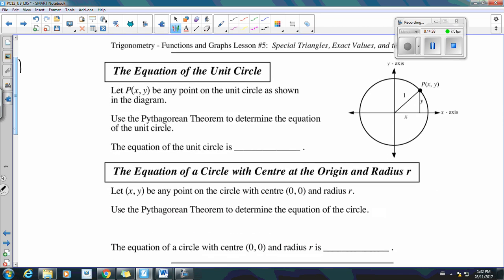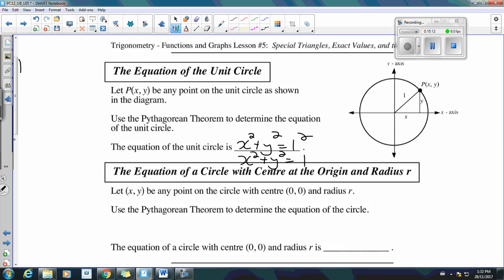Okay, so the next part of the unit circle is actually talking about the circle itself. So point xy can be any point on the unit circle as shown in the diagram. Use the Pythagorean theorem to determine the equation of the unit circle. Well, we know the radius is 1. We know this is a right-angled triangle. So therefore, we have that the equation of the unit circle is x squared plus y squared equals 1 squared. But 1 squared is 1, so this is x squared plus y squared equals 1.